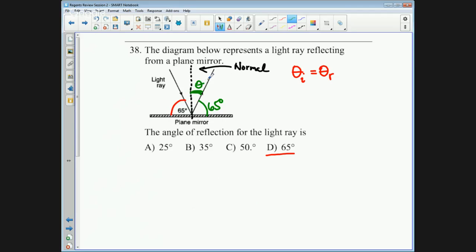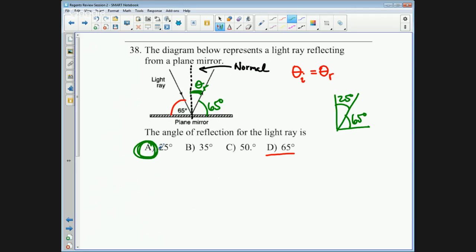This is the angle we need to figure out. That's theta of our reflection. Since this is a 90-degree angle, if this is 65, then this has to be 25 degrees. So the answer actually is A, 25 degrees.